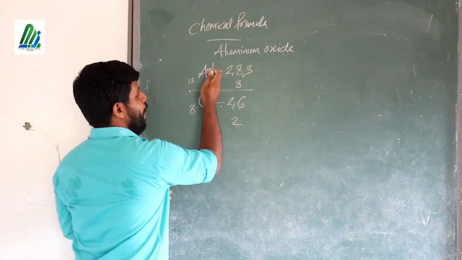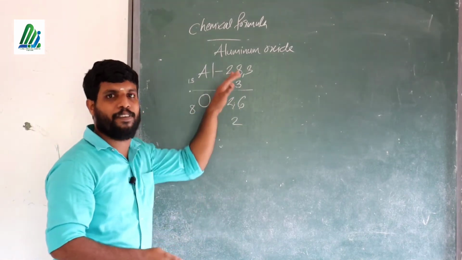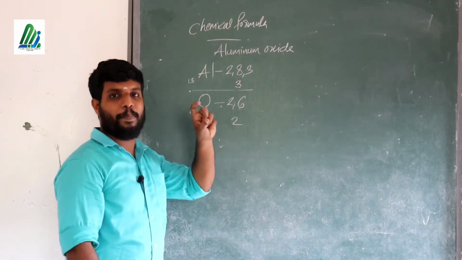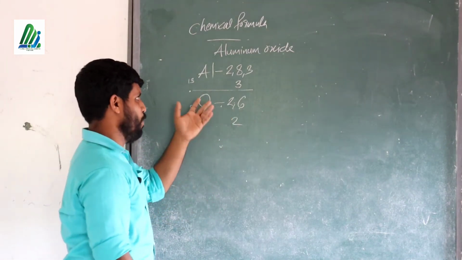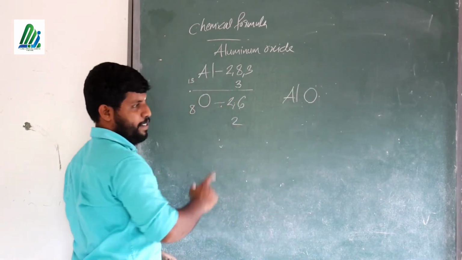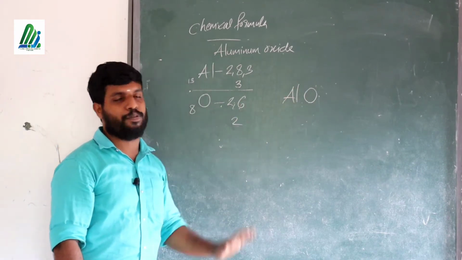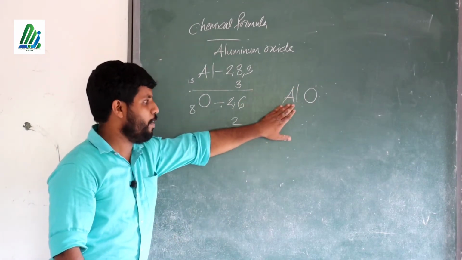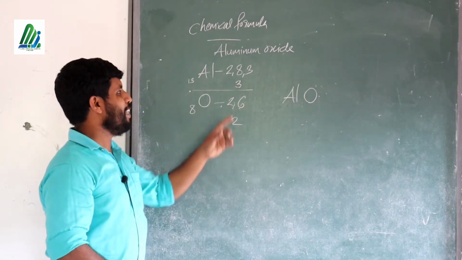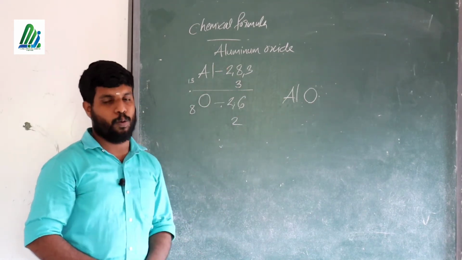So you find the valency of aluminium and the valency of oxygen. The first step is to find the valencies of the corresponding elements. Then write the symbols in order, the least electronegative first, which is aluminium, and oxygen in the second position. Then take the valencies: aluminium 3, oxygen 2.